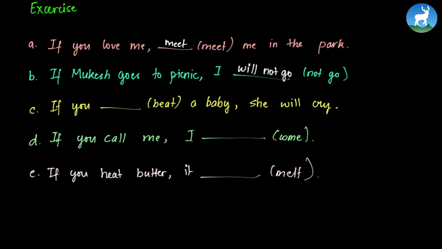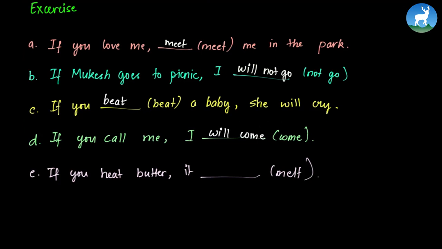Next we have, if you blank beat a baby, she will cry. Now again, this is a possible condition and we have simple future tense in the main clause. Hence, we need to have a simple present tense in the if clause. So if you beat a baby, she will cry. If you call me, I will come. Now again, this is similar to the ones we've been doing. So these 3 statements are in type 1 condition.